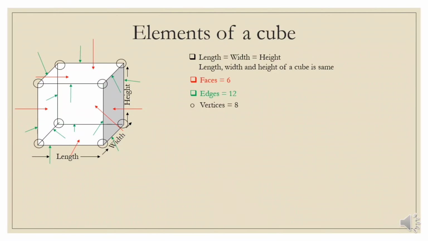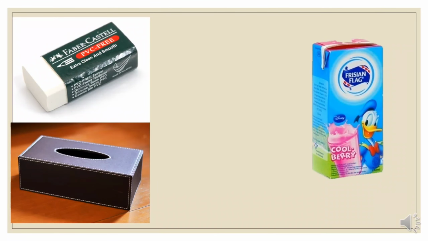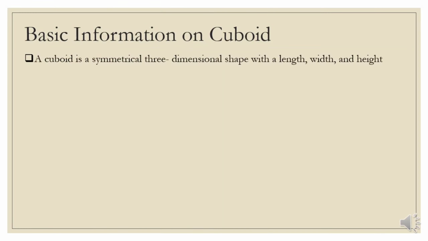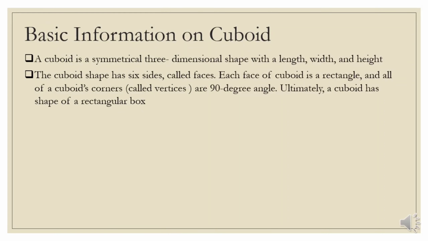Next, these are examples of cuboid-shaped objects in everyday life. And basic information on cuboid is number 1, number 2, and number 3.